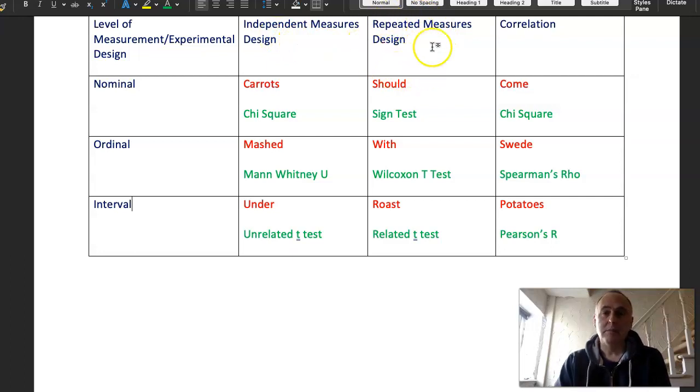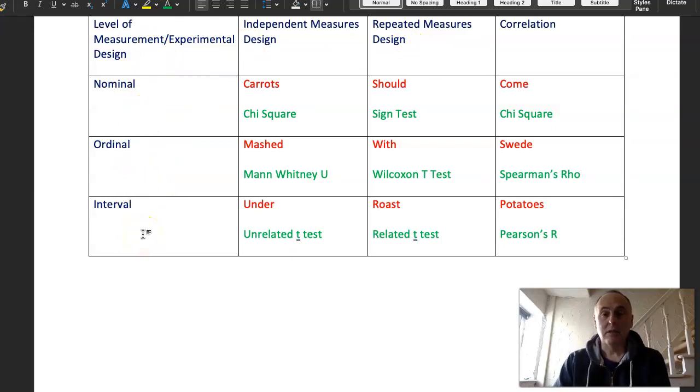And then there's repeated measures design. Obviously repeated measures design has its problems as well with regards to order effects, but it's probably preferable to independent measures if we possibly can. And the last one we need to think about is, are we looking at a correlation? Remember, a correlation is when we're looking at the relationship between two or more covariables. So independent measures design, repeated measures design, and correlation on the row, and then on the column we've got nominal, ordinal, and interval.